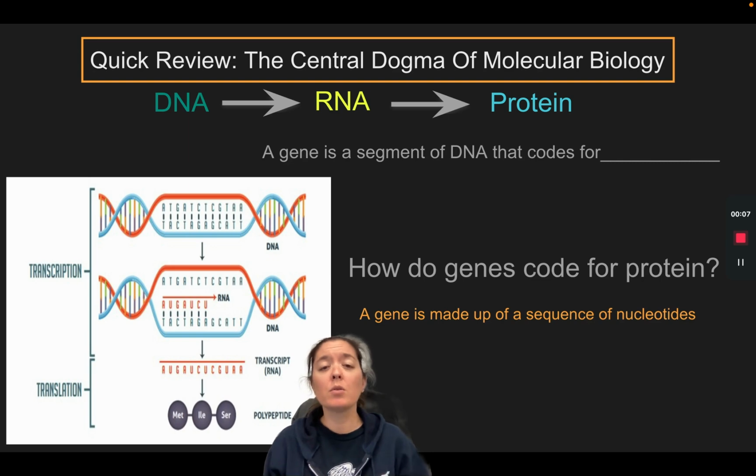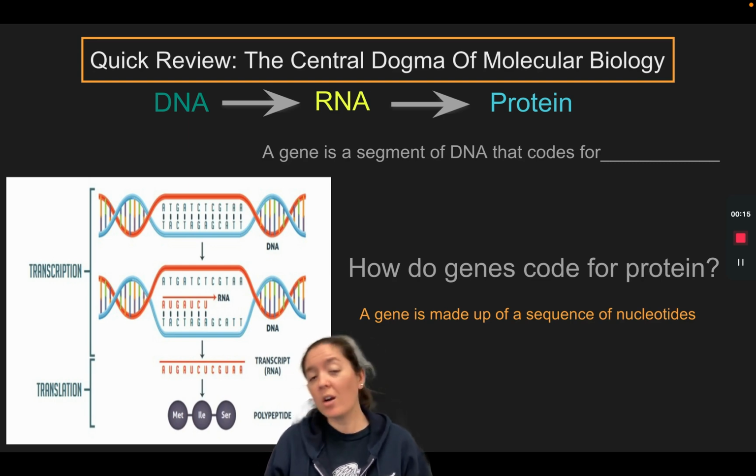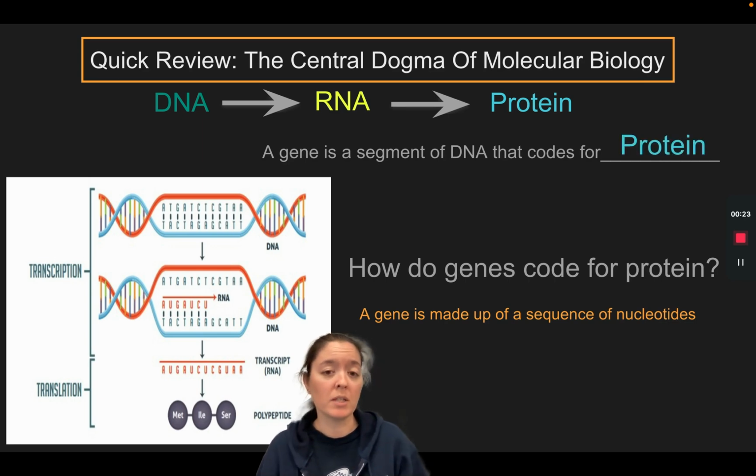So a really quick review about the central dogma of molecular biology. This is really important and it applies to mutations as well. DNA is transcribed into RNA. RNA is then translated into protein. A gene is a segment of DNA that codes for a protein.